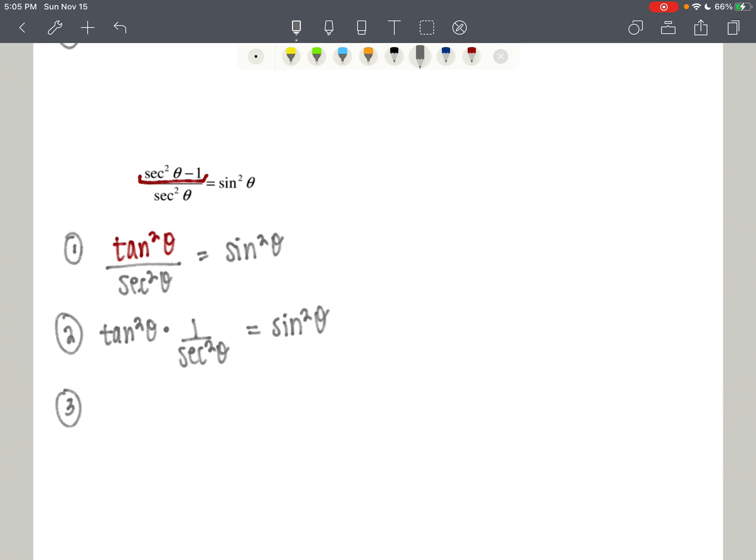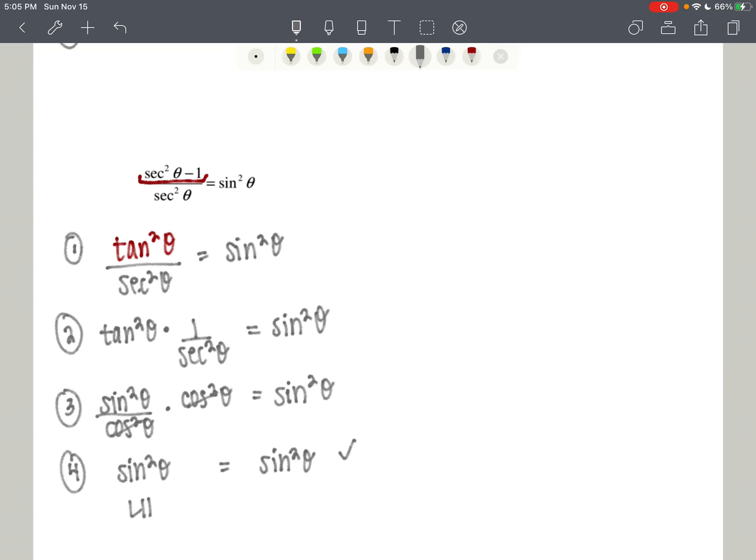I'm showing you this way because it's important for you to see that we can separate out a fraction into a multiplication of two factors. Tangent squared is sine squared of theta over cosine squared of theta. And 1 over secant squared is cosine squared of theta. And that needs to equal sine squared of theta. The cosine squareds are going to cancel out, and my fourth step will be sine squared of theta equals sine squared of theta. The left-hand side is identical to the right-hand side.